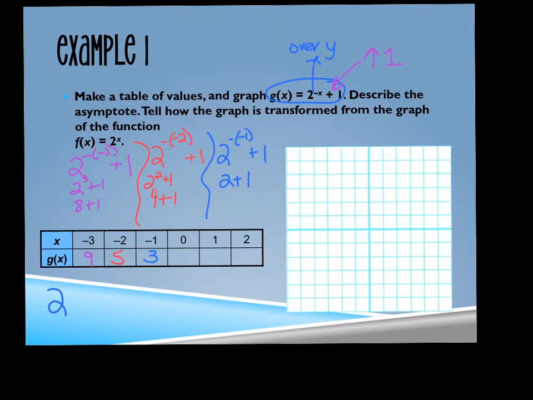0: 2 to the negative 0 plus 1 is still 2 to the 0, and anything raised to the 0 power is 1. 1 plus 1 is 2. 1: 2 to the negative 1 plus 1 would be 1/2 plus 1, 1 and 1/2. And then 2: 2 to the negative 2 plus 1, 1 over 2 squared, which is 1/4, and 1 and 1/4.